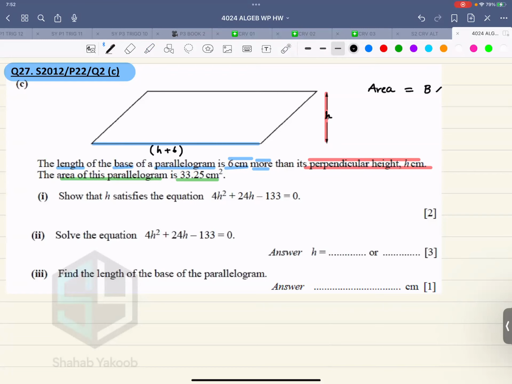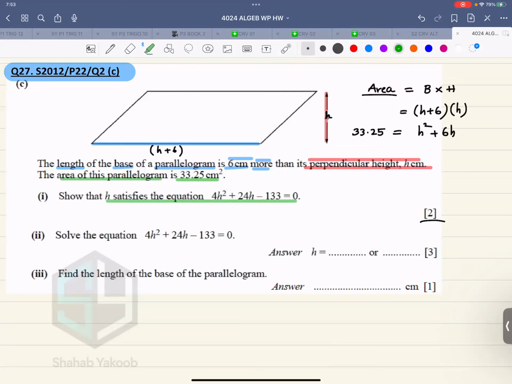That is base multiplied with height. Base is h plus 6. We are multiplying it with h. That is h square plus 6h. And how much is the area? That is 33.25 centimeters square. Now, part 1 for 2 marks: show that h satisfies this equation.